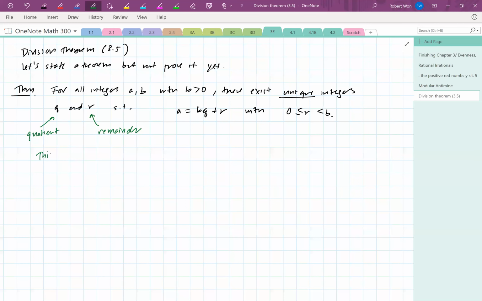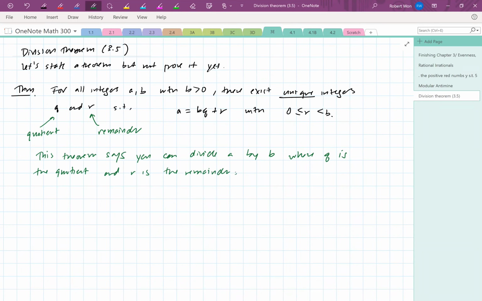So this theorem says you can divide a by b. Not necessarily evenly, you might be left with a remainder, right? So where q is the quotient and r is the remainder. And you knew this even since elementary school. There's only one answer if you make sure that the remainder is small enough, right?